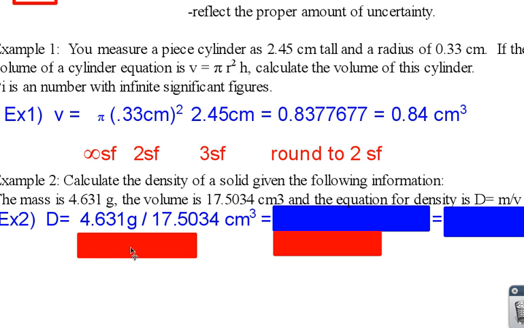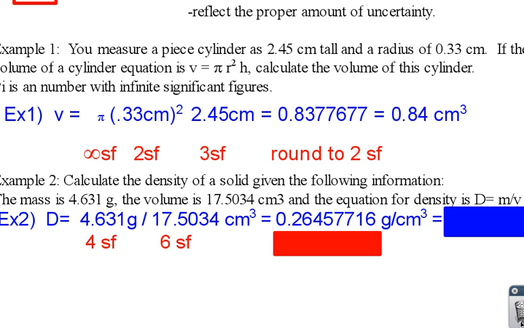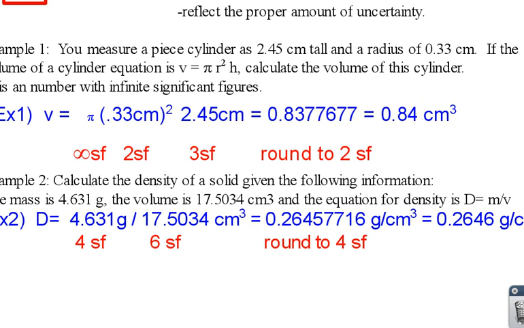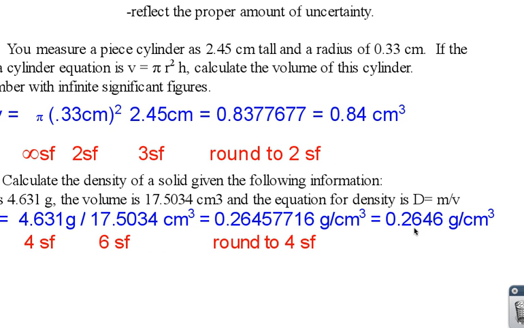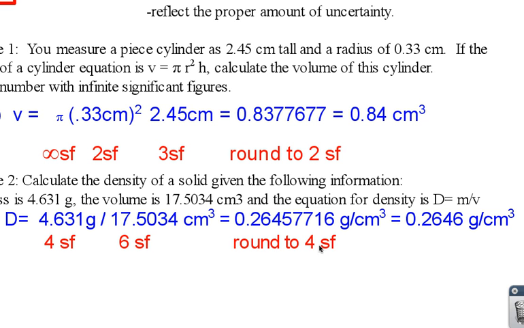And when we do division, just like multiplication, we have to figure out how many sig figs are in these values. Well, this is 4 sig figs, and that one is 6 sig figs. The calculator gives us a really long answer, which is far too accurate. We're going to round that to just the first 4 sig figs. And here are the first 4 sig figs. So the final answer is 0.2646. Now let's take a moment and write all this down in our notebooks.